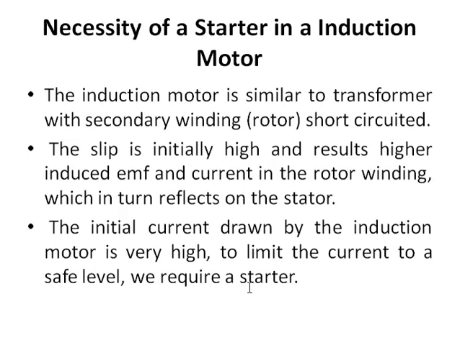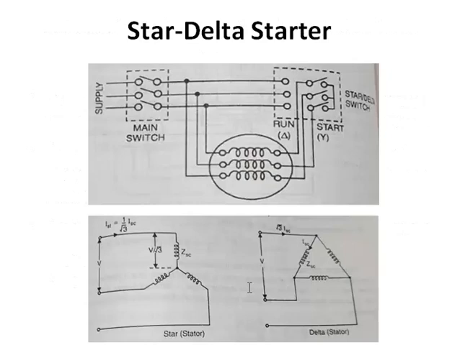There are many different types of starters. What we are going to see today is the star delta starter. What is a star delta starter? Here the technique is that whenever we are starting the machine, we put the stator winding in a star connection, and when the motor runs up to its full speed, when slip is low, then we switch to the delta connection.